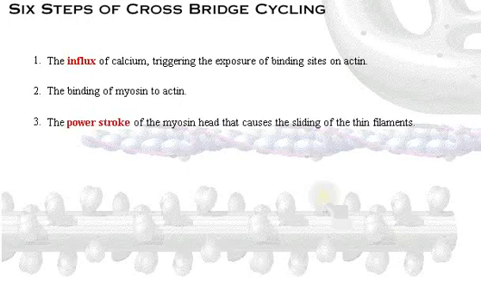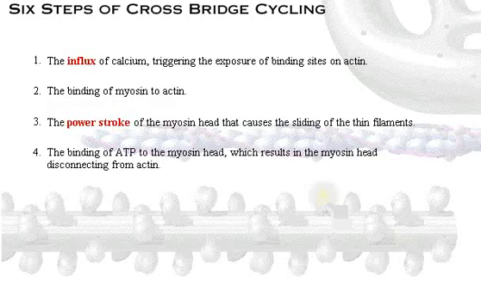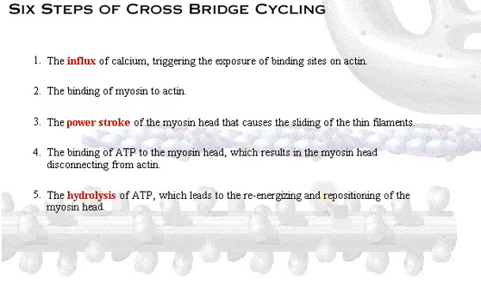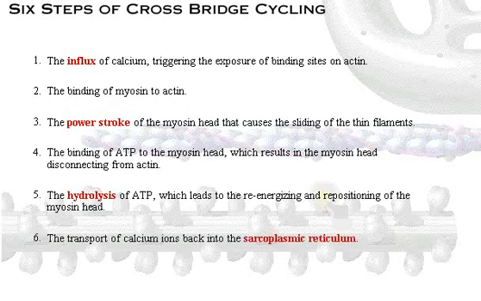3. The power stroke of the myosin head that causes the sliding of the thin filaments. 4. The binding of ATP to the myosin head, which results in the myosin head disconnecting from actin. 5. The hydrolysis of ATP, which leads to the re-energizing and repositioning of the myosin head. 6. The transport of calcium ions back into the sarcoplasmic reticulum.